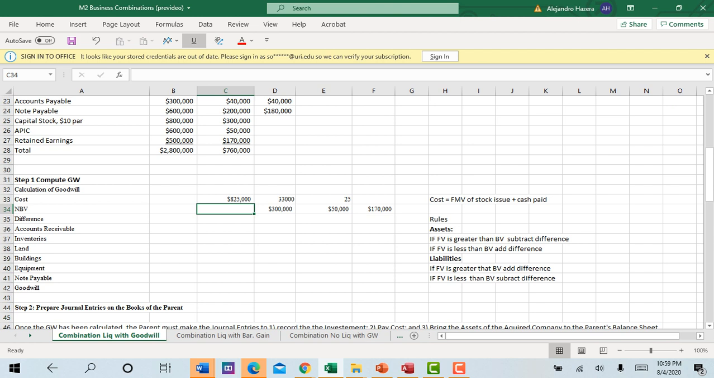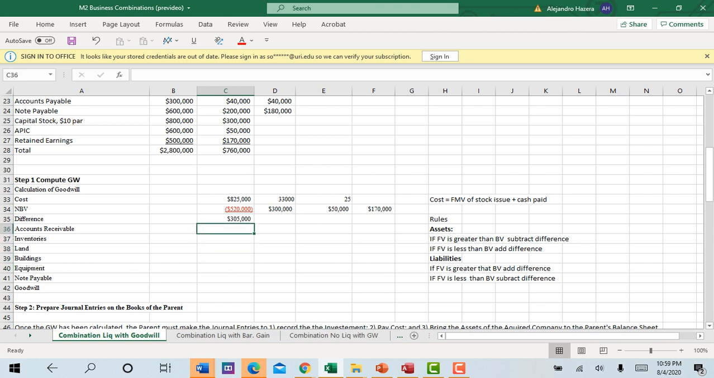Okay, so we're going to subtract out 300,000 plus 50 plus 170. Okay, so that's 520. So you're overpaying in this case. You're paying a cost of $825,000 minus a book value of $520,000, and that's equal to 825 minus 520. You're overpaying, excuse me, let's get this right. You're overpaying by $305,000.